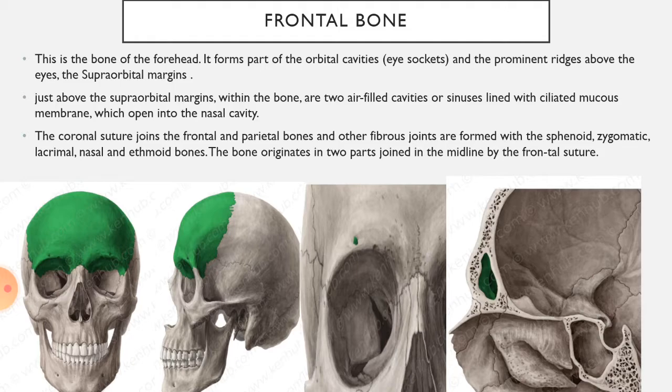So this is the frontal bone, which is a bone of your skull, or the cranium, and as you can see, this lies anteriorly, and this is a single bone. It mostly forms the forehead of your skull, or we can call it the forehead bone.